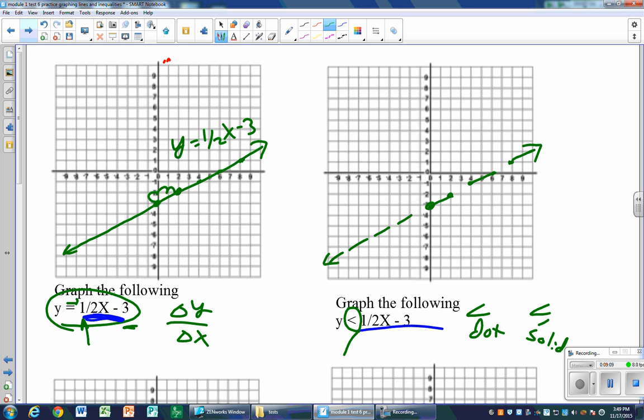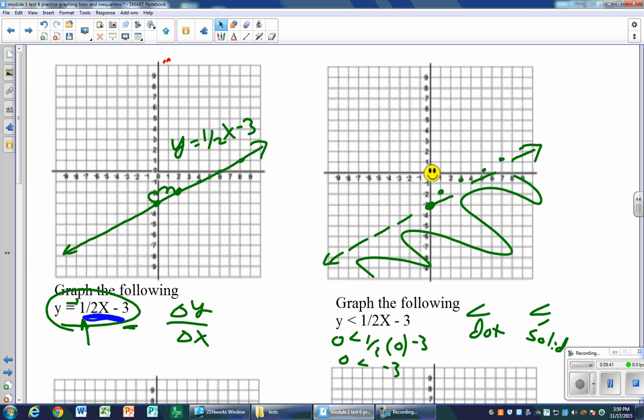One more thing that we have to do, test it. Pick your favorite point. Did you pick the same point as I did? Oh, you picked 0, 0. Let's see if we're going to shade. Is 0 less than half of 0 minus 3? Is 0 less than negative 3? Is 0 degrees Fahrenheit less than negative 3 degrees Fahrenheit? Absolutely not. No, don't shade the side that has a smiley face. Shade the other side.